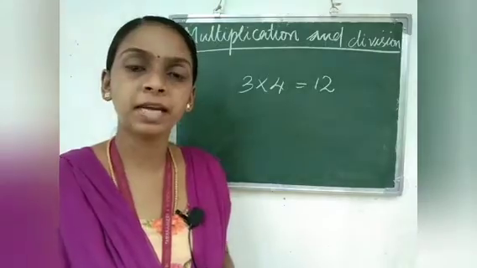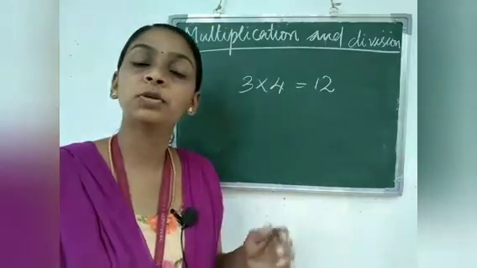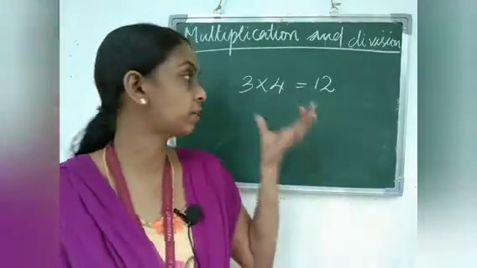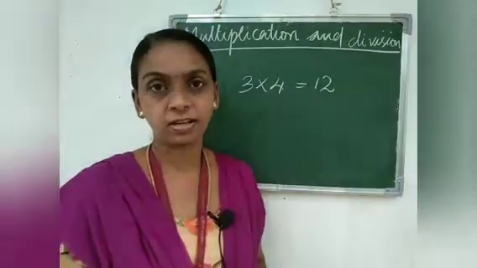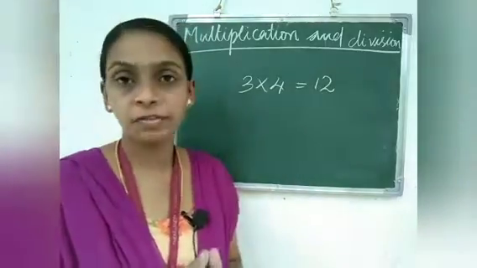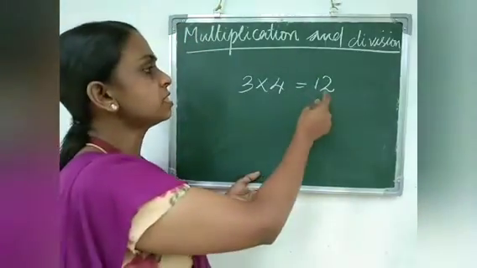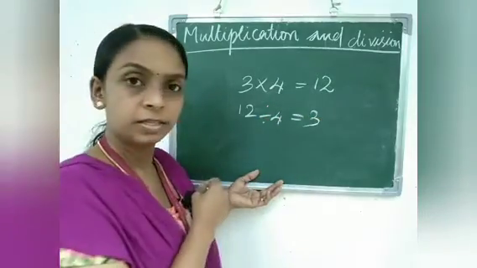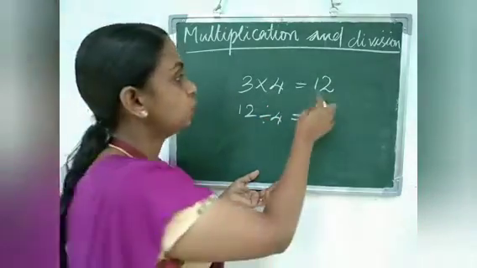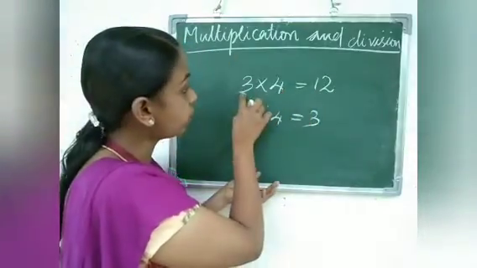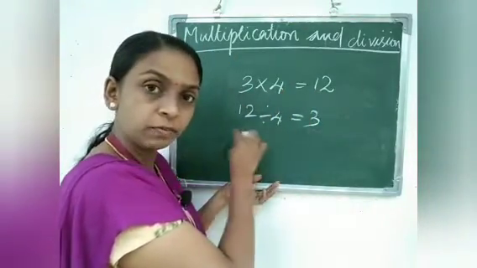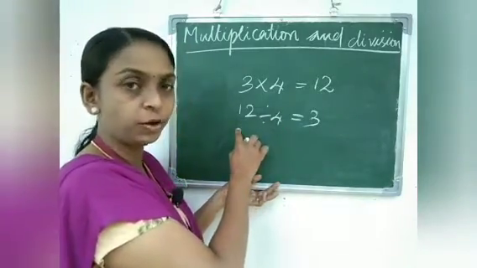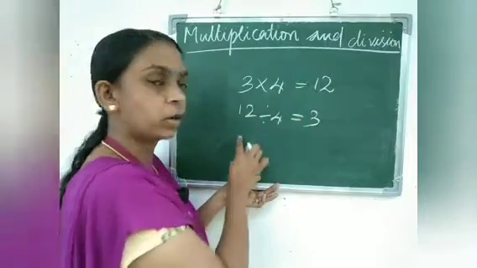From this multiplication fact, we are able to write 2 division facts. Look how to write this division fact. Here, 12 divided by 4 equals 3. This is one division fact. Is it correct? Yes. 3 4s are 12, no? So 12 divided by 4 equals 3.